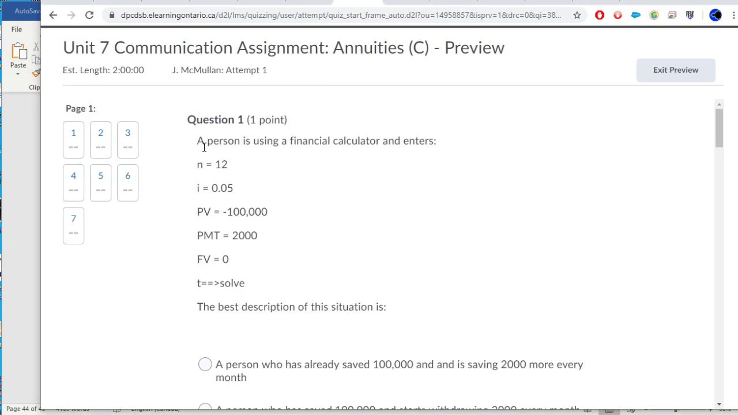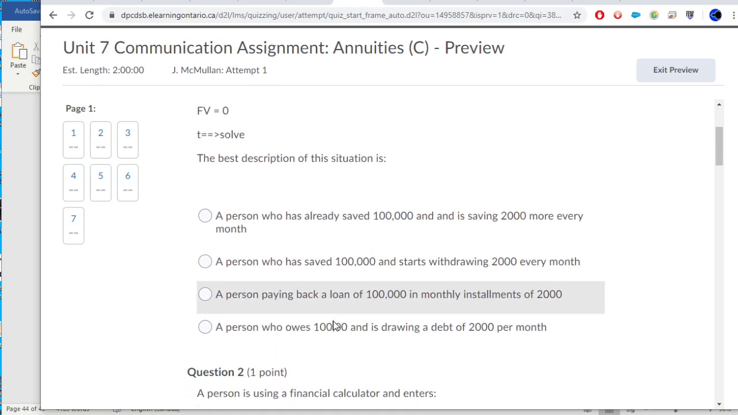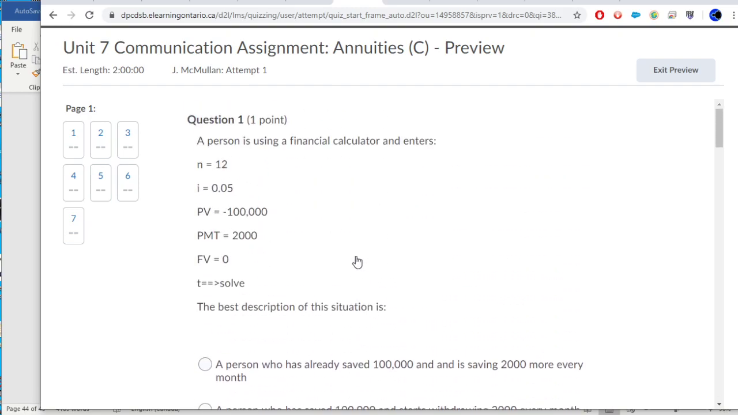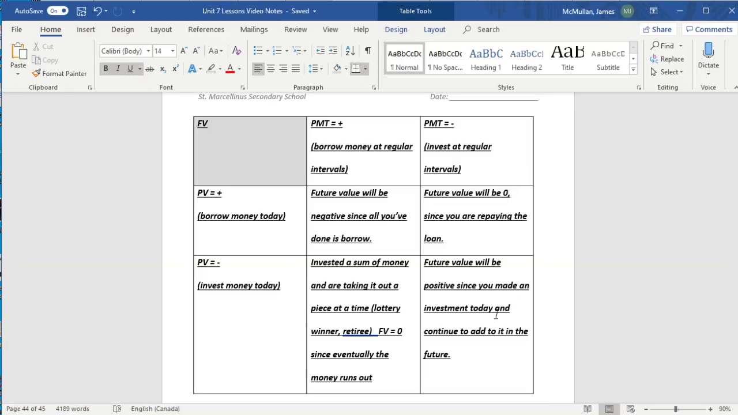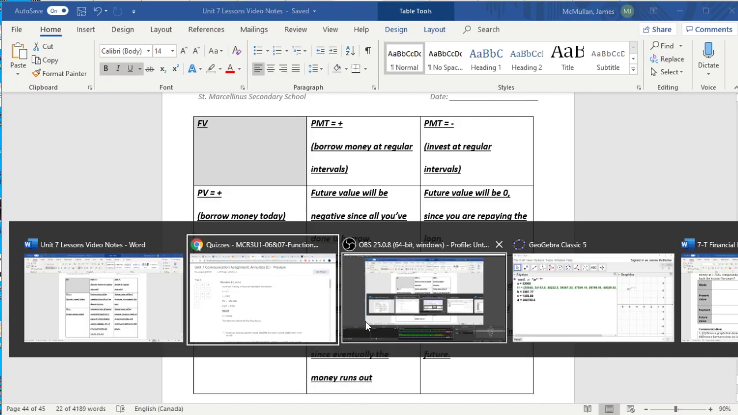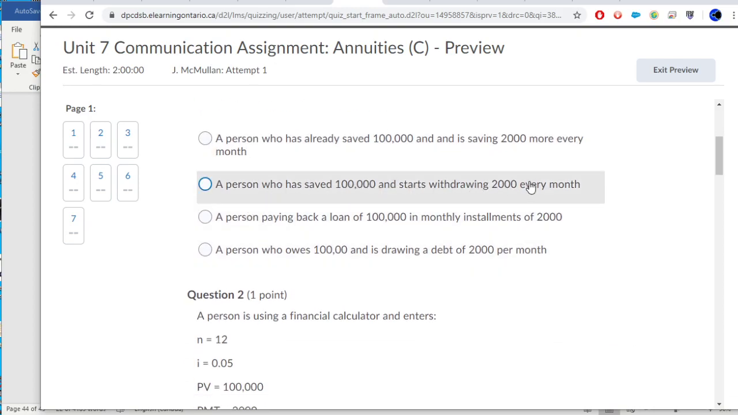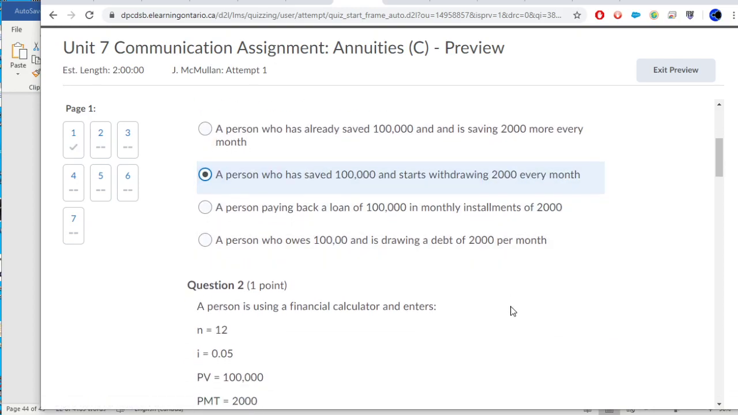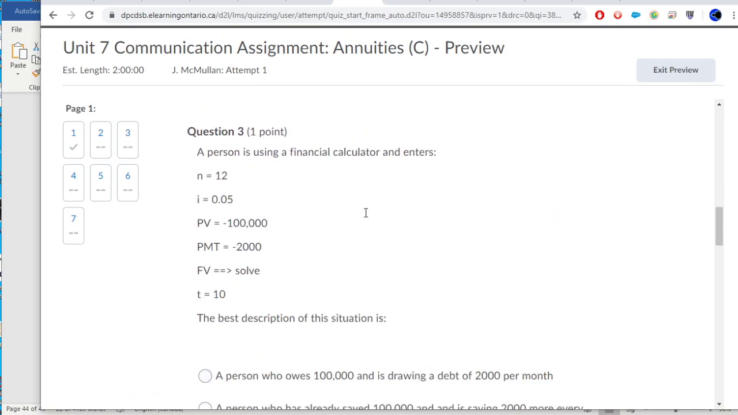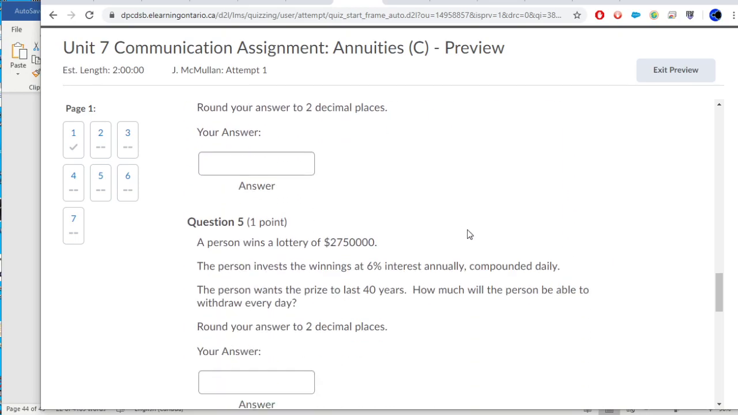Okay, so I like asking this question. A person's using a financial calculator, enters the following. Which situation is it? PV's negative, PMT's positive, future value is 0. This is a lottery winner or a retiree, a person who saved $100,000 and starts withdrawing $2,000 a month. There's a couple of these, but just to get you used to the scenarios, they're there.